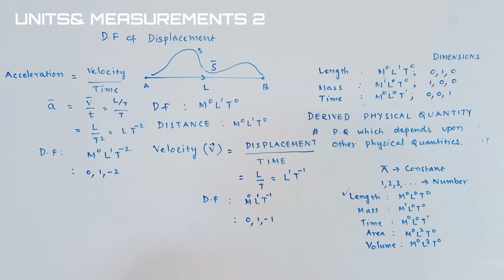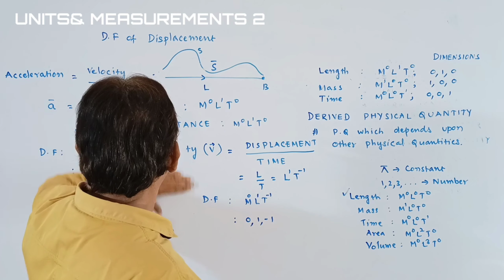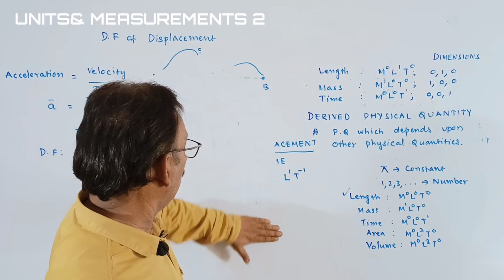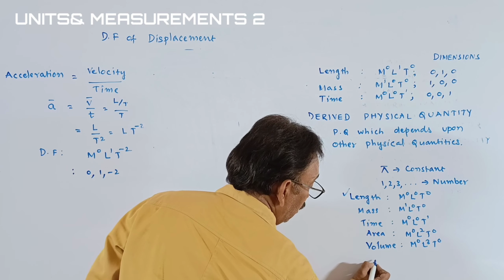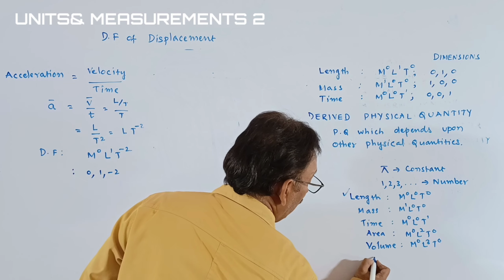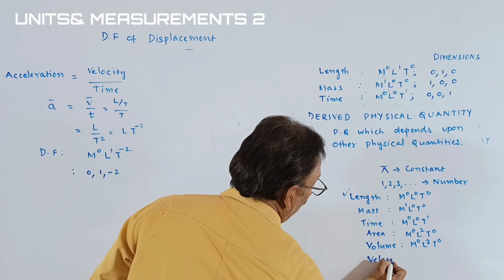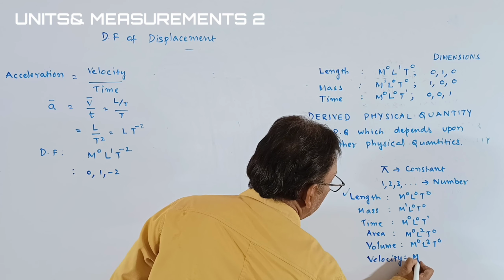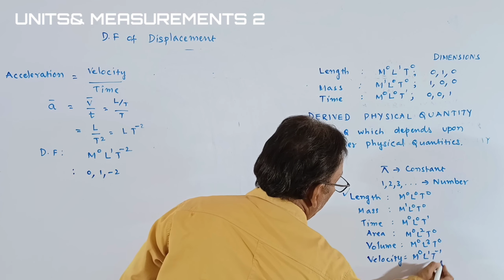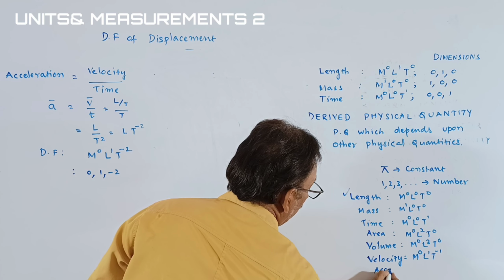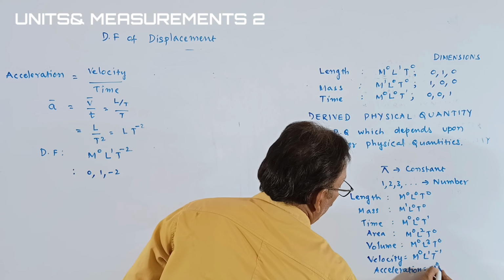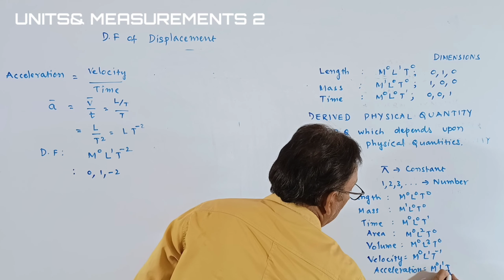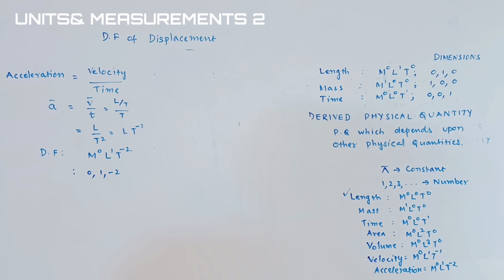Okay, students, let's go with one more physical quantity. I hope you are understanding and you noted all these things. For velocity, we got M0 L1 T inverse, and for acceleration, M0 L1 T minus 2. Okay, students, I hope you understood how to write the dimensional formula till now.